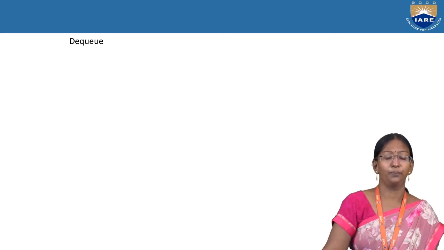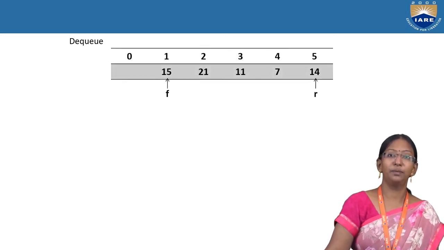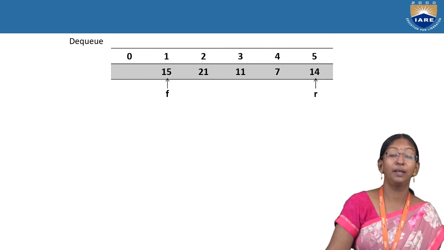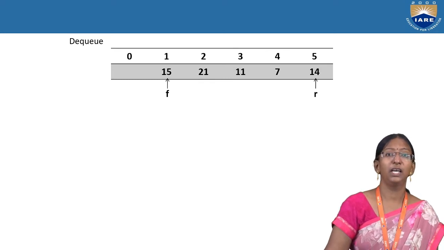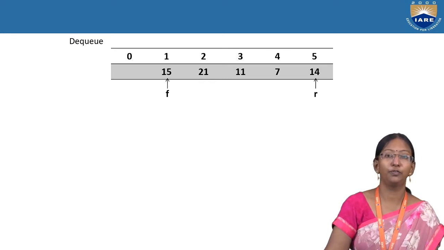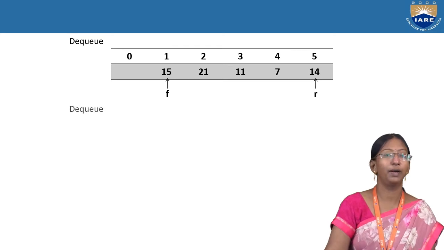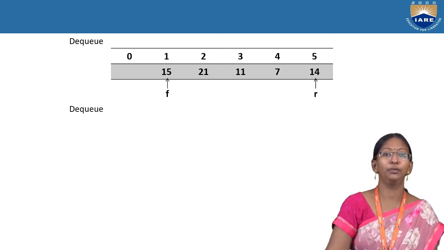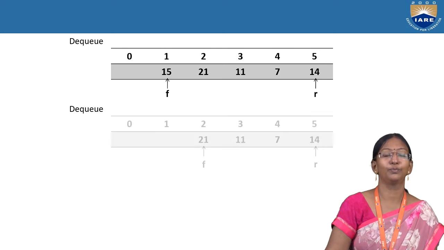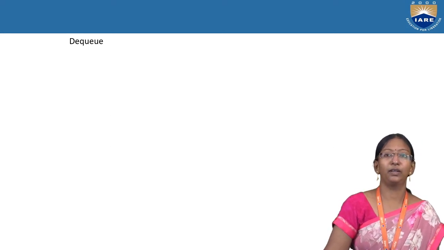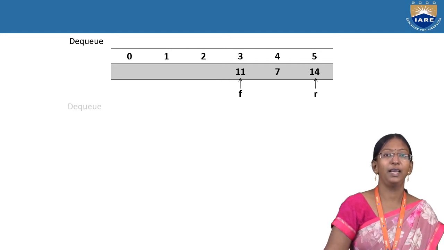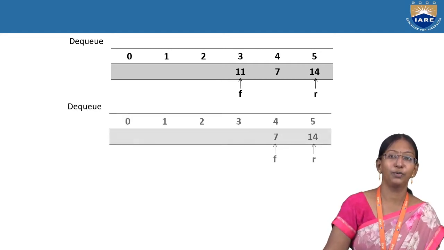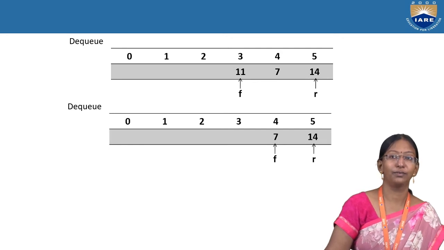Let's look at DQ, removing. What did I tell you? We remove the elements at the front end. So I increment the pointer F. Actually, my front was pointing to 0. After the DQ operation, it is pointing to 1. It is pointing to 15 now. Again DQ. Where will it point now? It will point to index value 2. Very simple. Again a DQ. It is pointing to index value 3, front. Again a DQ. It is pointing to index value 4, front.